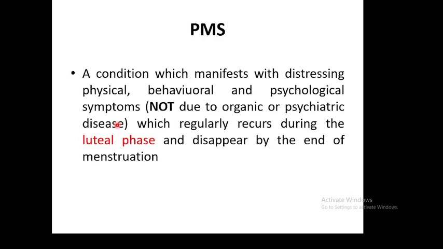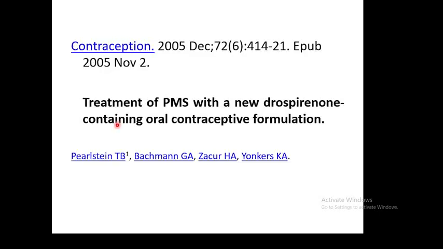PMS is a very distressing physical, behavioral, and psychological condition. It causes those symptoms, but there is no organic or psychiatric disease. Those symptoms occur especially in the luteal phase of the female menstrual cycle. And another typical feature is those symptoms disappear with the menstruation. During that luteal phase, the female becomes a different character. In our setup, we don't diagnose PMS. It is a very minimally addressed area in our country or in this part of the world. In Caucasians or the Western world, it is a big topic.